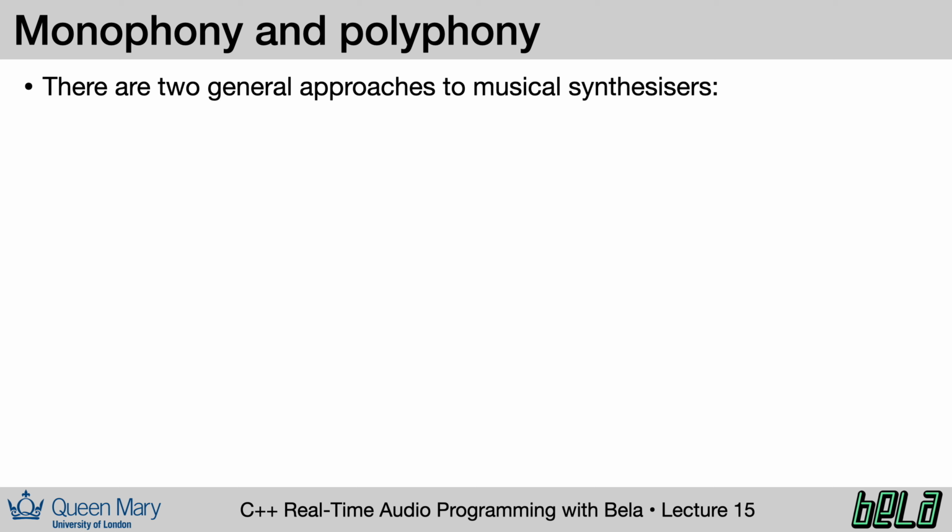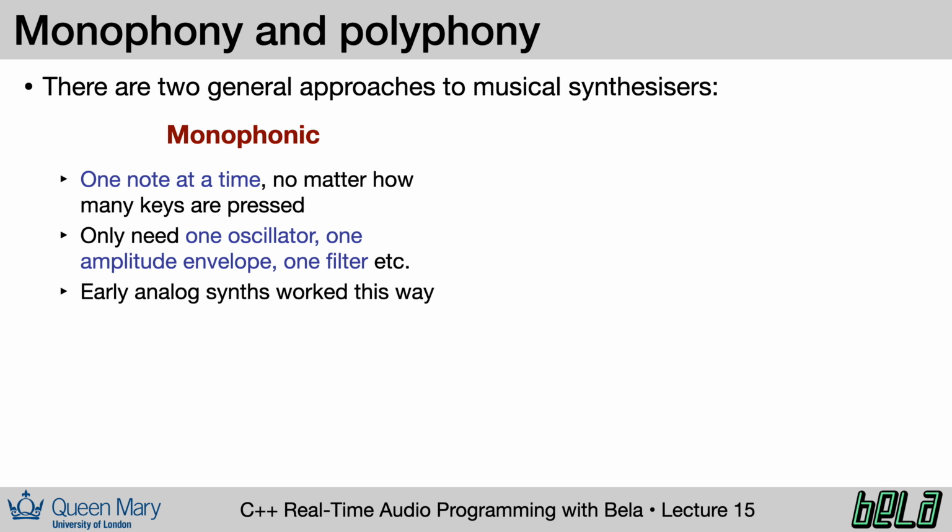Keyboard-based synths can be divided into two categories, monophonic and polyphonic. A monophonic synth is one which plays one note at a time, no matter how many keys have been pressed. Early analog synths were almost universally monophonic, the reason being that they only require one of each component, only one oscillator or VCO, only one amplitude controller VCA, and only one filter or VCF, etc. Of course, it's possible to build a more complex monophonic synth with multiple oscillators, multiple filters, etc., but the number of components required doesn't scale with the number of keys pressed.